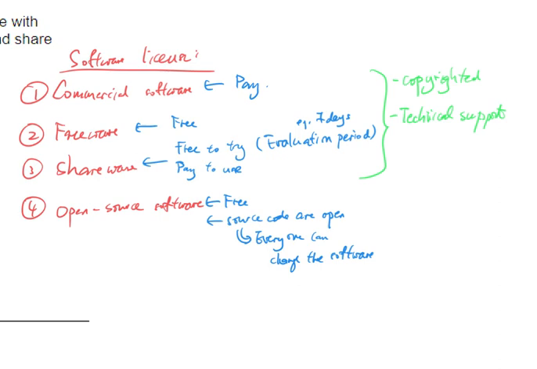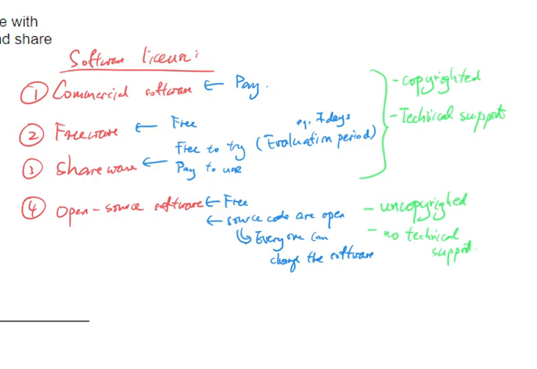But for open source software, because it is open source, everyone can change it, and no company can provide technical support to you. And sure, open source software is not copyrighted. So I repeat the wording: it is uncopyrighted and no technical support. So this is the summary of these 4 software license.